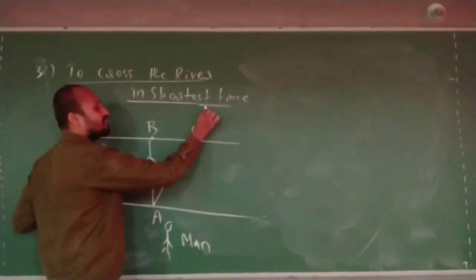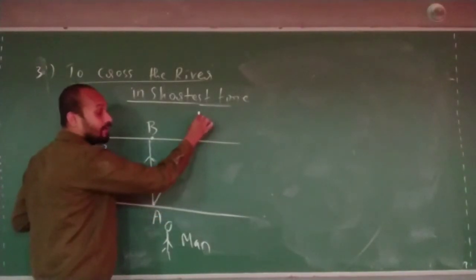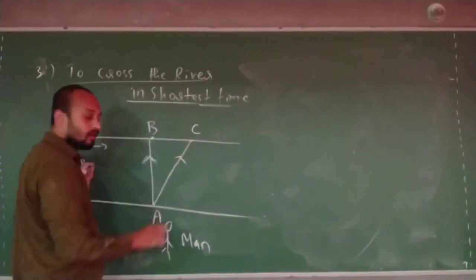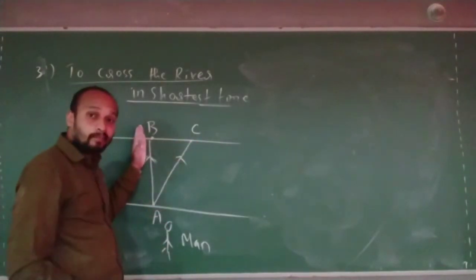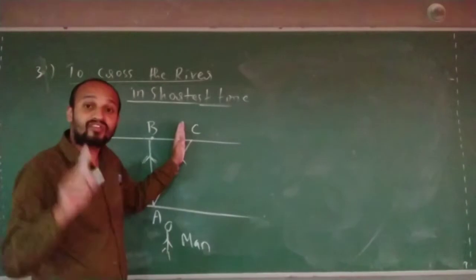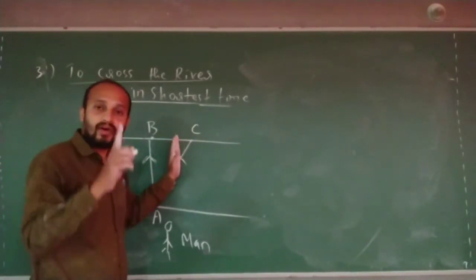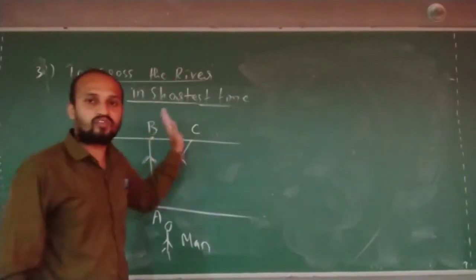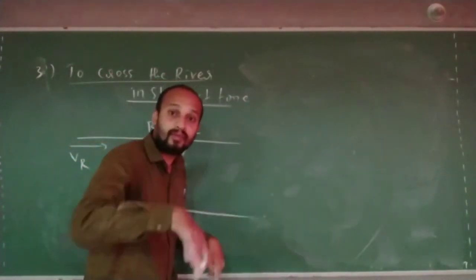But you will be moving as usual with the same time taken. That means if you move like this, of course you will reach here. Instead of reaching point B, you have reached point C because of the river velocity. But with respect to the river, you are moving up only. The river was pushing you that time. With respect to the river, swimming was upward.